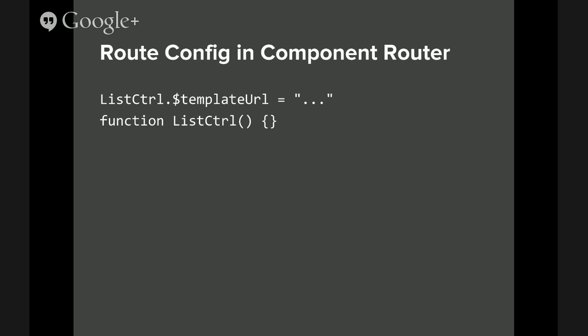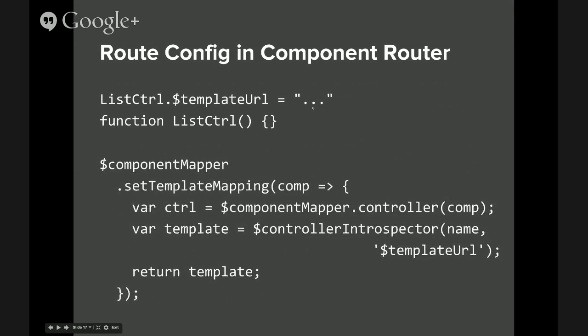But later, in your list controller, so this is one of the two children, you could actually use the same style annotation, right? And then in your component mapper, you could say, oh, get a hold of the controller, and then use this controller introspector service, which essentially just does reflection on the controller constructor class. Give me this template URL and return it. So in this way, we're able to use annotations in Angular 1 in a way that's much, much closer to Angular 2. And again, this is cool because you can use whatever strategy makes sense to you.